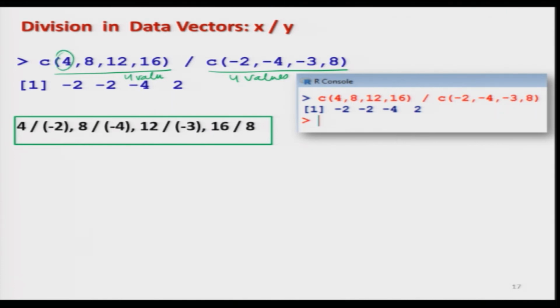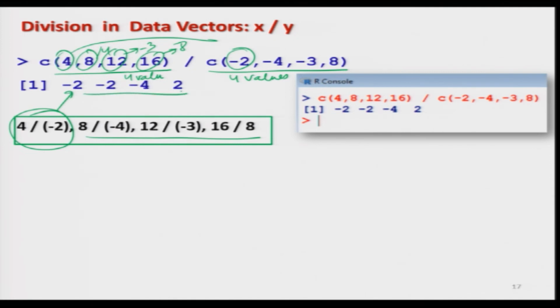So, what will happen? This 4, which is the first element of data vector 1, will be divided by the first element of the second data vector, which is -2. So, we will be operating 4 divided by -2, which is equal to -2. And similarly, this 8 will be divided by 4, 12 will be divided by -3 and 16 will be divided by 8, just element wise, right. So, this will happen and you get an answer here -2, 2, -4 and 2, that you know the division, it is not difficult for you. Right. And this is here the screenshot. If you try to do it on the R console, you will get the same thing.